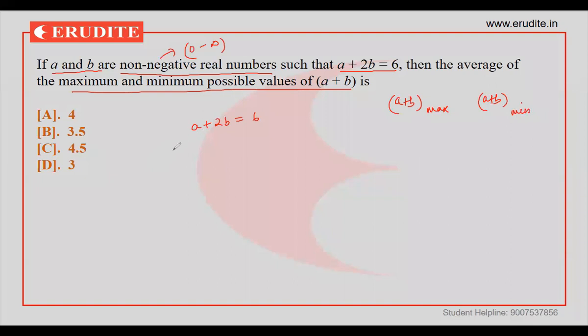Now guys, try to understand, if I'm putting, let's say, A equal to 0, because the minimum value of A is 0 as both are non-negative numbers, right? If A is 0, then B is coming how much? 3, right?